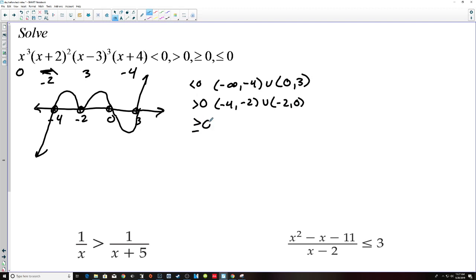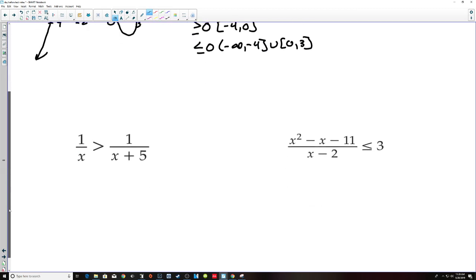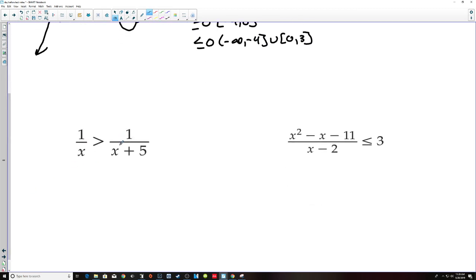How about greater than or equal to 0? Greater than or equal to 0, just negative 4 to 0. And less than or equal to 0, that's negative infinity to negative 4, and then union with 0 to 3. Well, we don't compare anything to these here, so I guess it wouldn't really matter.